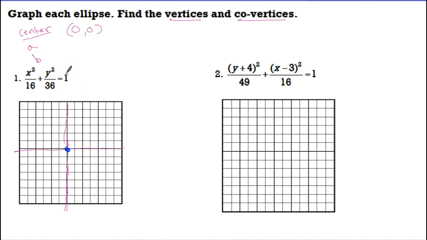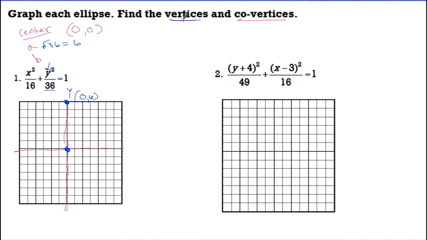Okay. Now the next thing I'm going to do is I'm going to look for the larger number here. The larger number is 36. Okay, that has to do with my vertex, or that's how I locate my vertices, and that is A. A is the distance from the center to the vertex. So if I take the square root of 36, I get 6. So A is 6. That means it's 6 units in this direction. That's the y-axis right here. So from the center, 1, 2, 3, 4, 5, 6. And I'm going to label that point right here, 0, 6.